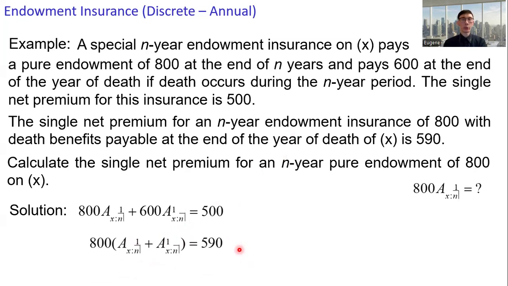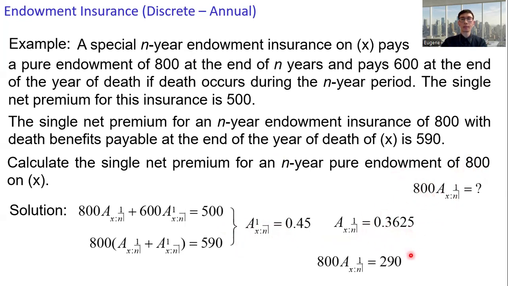All right, so we have two equations and two unknowns. We can solve for A_{X:N}^1, the N-year term insurance, which equals 0.45. And then the N-year pure endowment is 0.3625. What we need is the N-year pure endowment with benefit 800. So we take the 800 multiplied by 0.3625, and then we get the answer 290.